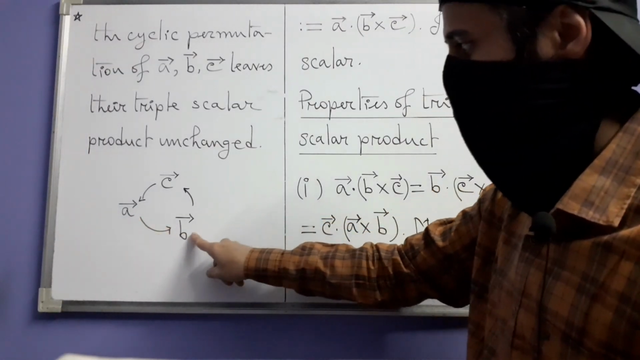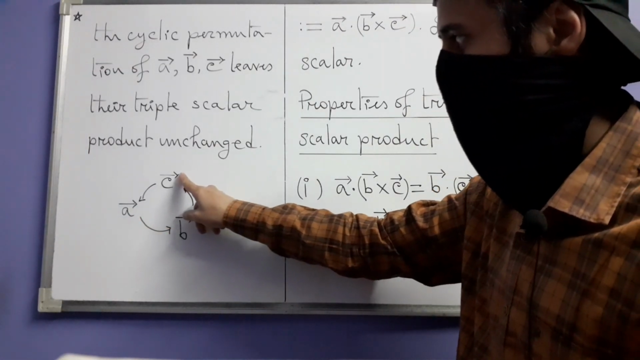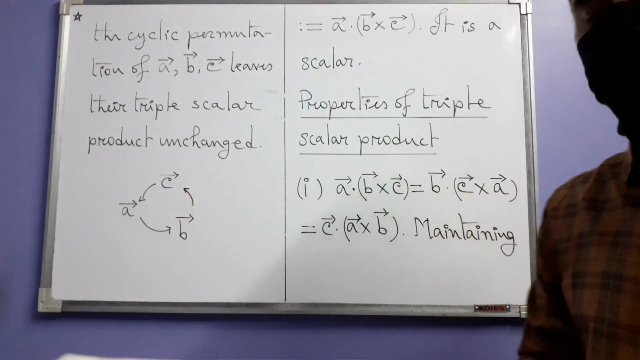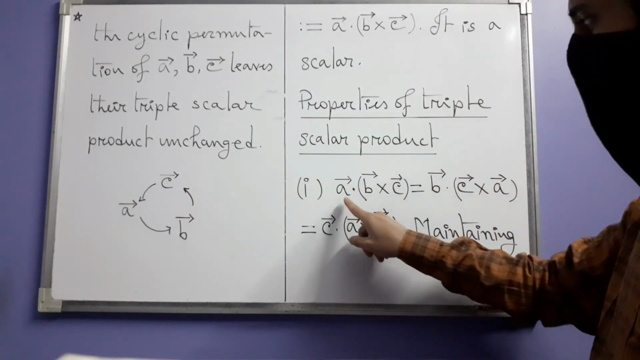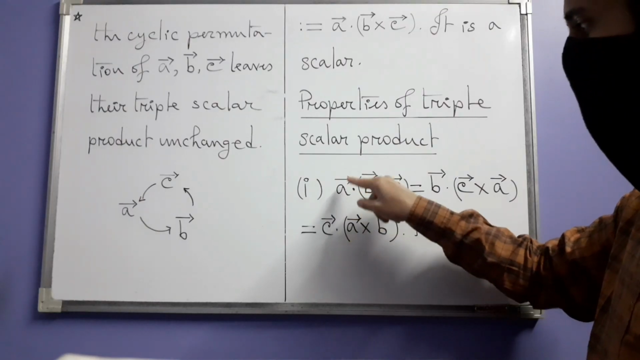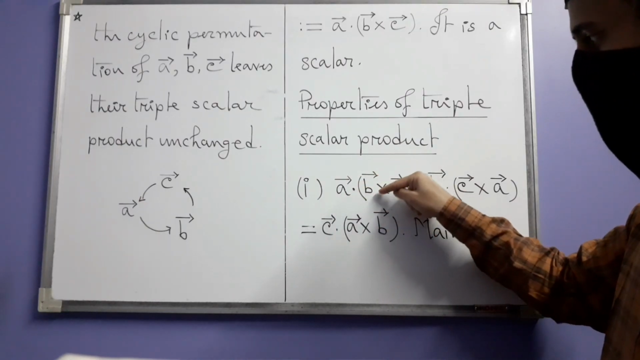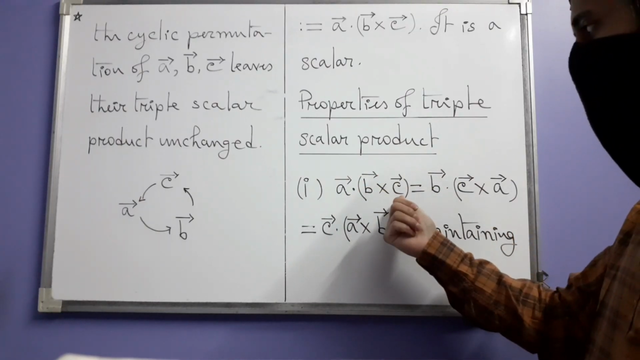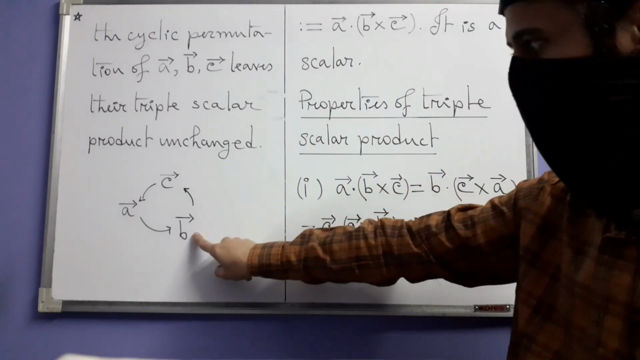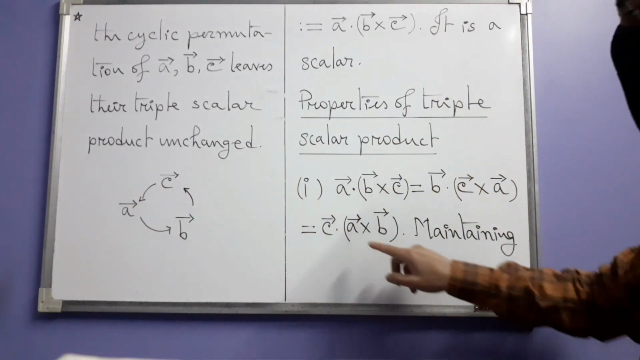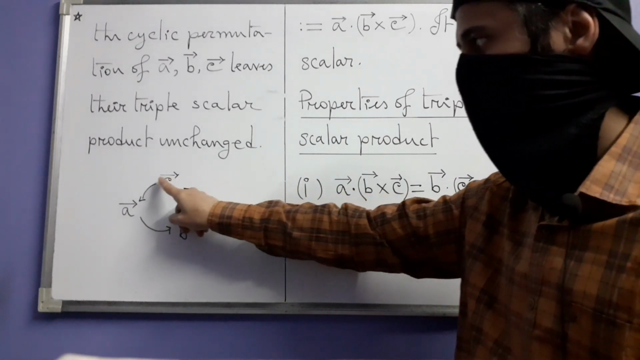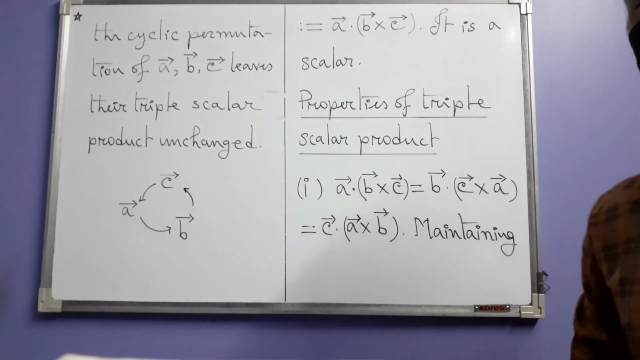After a, b comes, after b, c comes, and after c again a comes. So no matter which one you start with, here you have started with a, so after that b will come followed by c. But if you start with b, then you will go this way, b, c, a, whereas if you start with c, it will go like this, c, a, b.